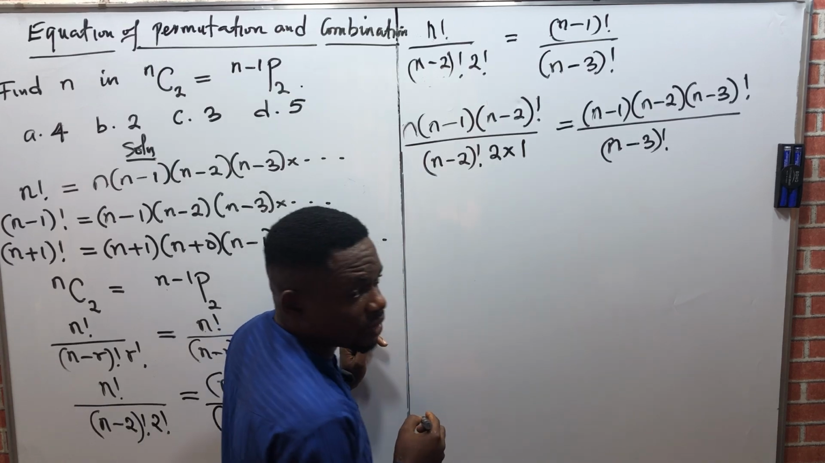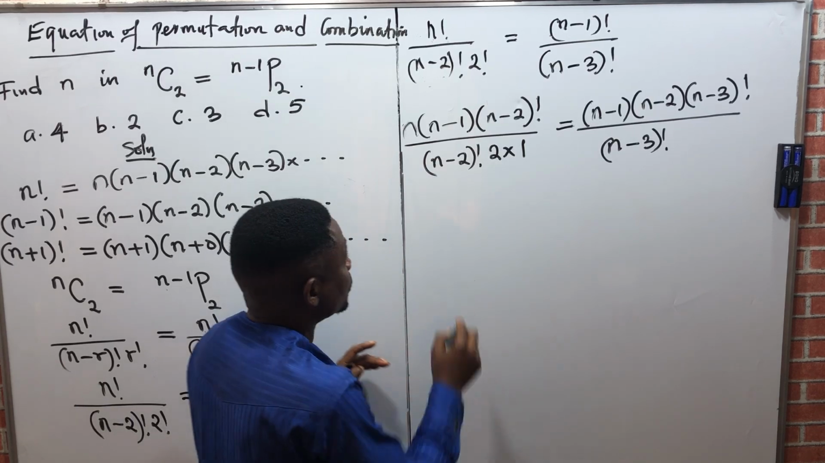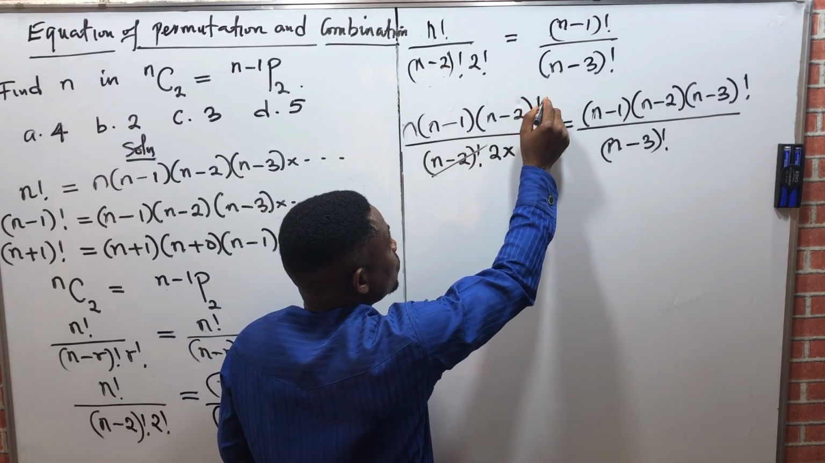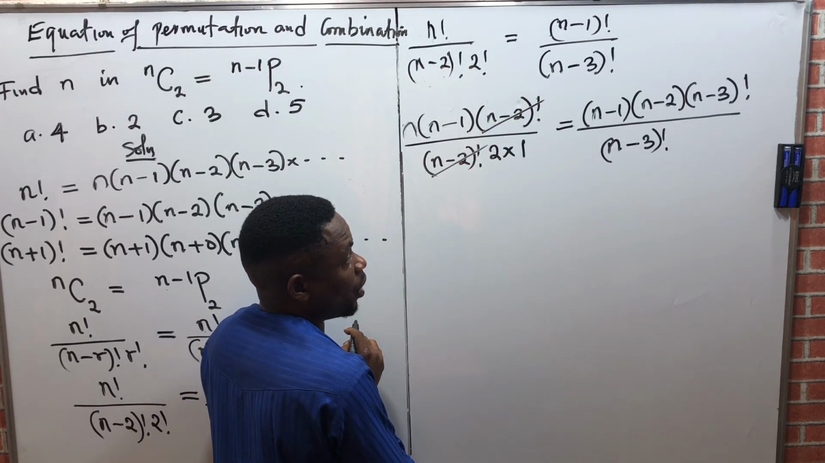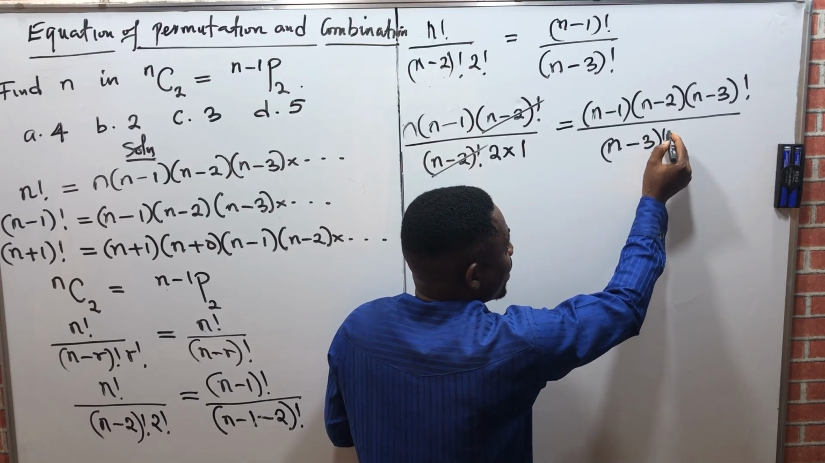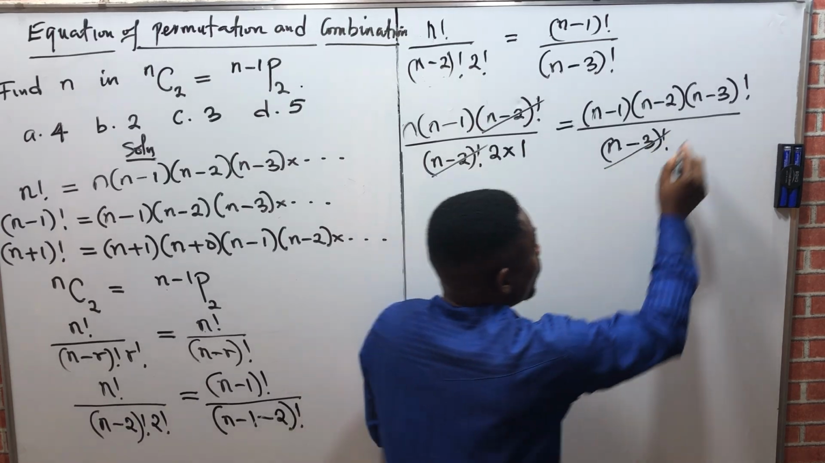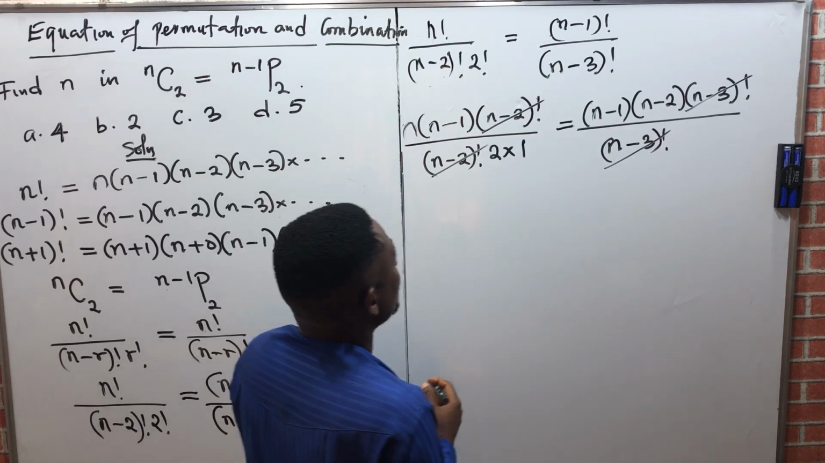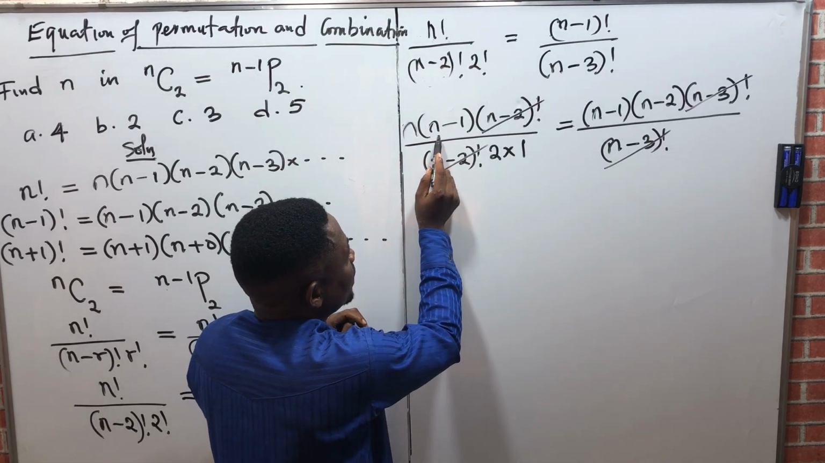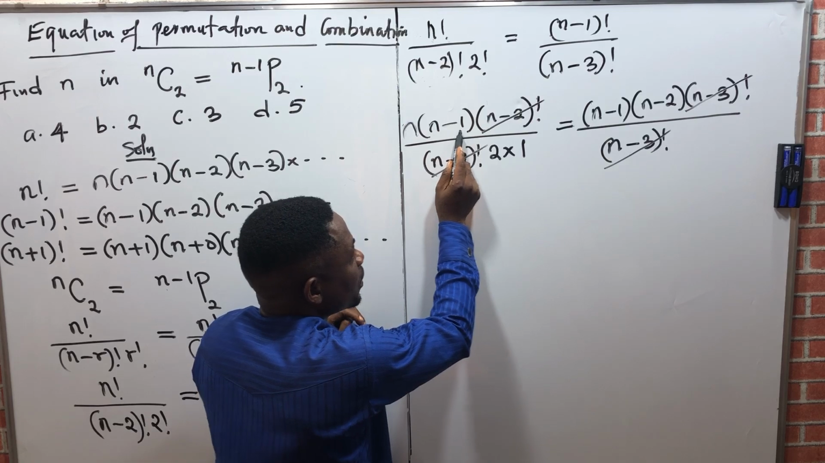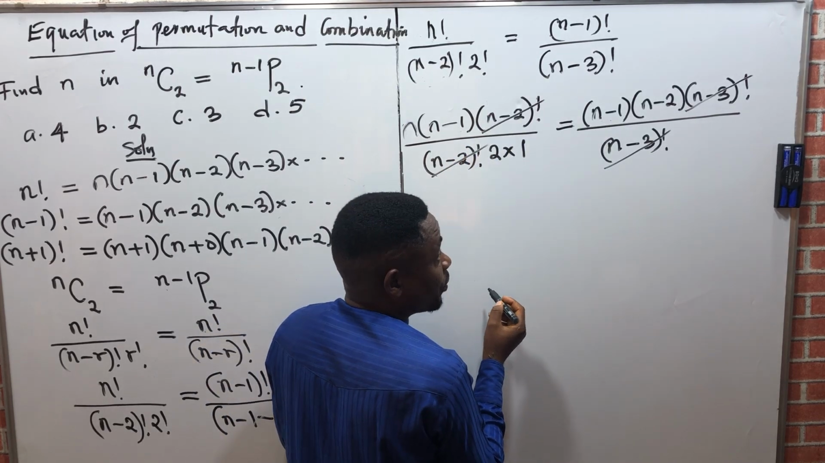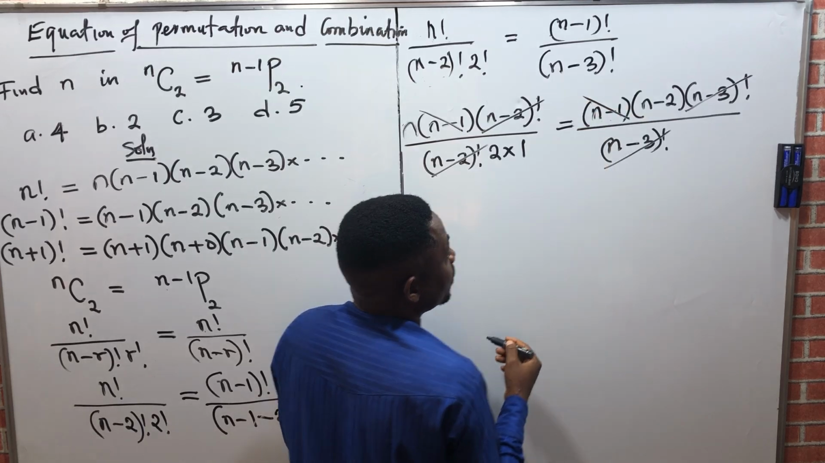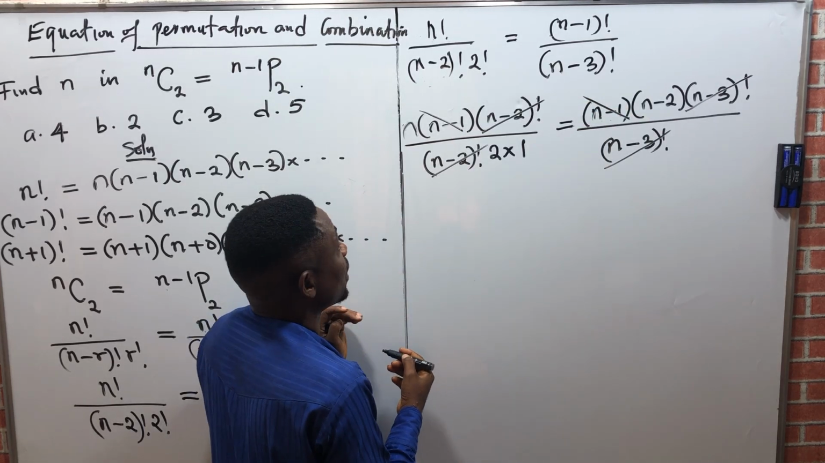Now, the next thing we are going to do is to cancel out. Now, (n minus 2) all factorial down, we cancel (n minus 2) all factorial up. Then to the right, (n minus 3) all factorial down, we cancel (n minus 3) all factorial up. Then it did not stop there. I want you to observe critically. Here we have n minus 1. Then to the right, we also have n minus 1. It then means that n minus 1 will cancel n minus 1. Then let us pick the values that are remaining.